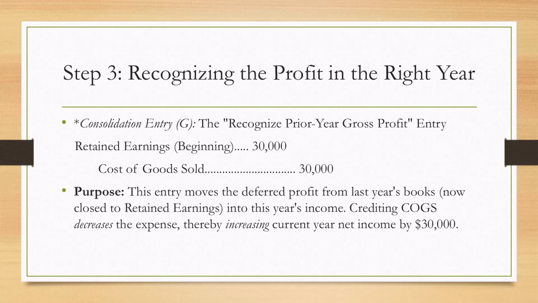The $30,000 profit we deferred last year is now sitting in the seller's beginning retained earnings, since all income accounts were closed out. So we debit retained earnings to pull that profit out. We then credit cost of goods sold. Reducing an expense increases net income. This entry correctly recognizes the $30,000 profit in year 2, the year it was actually earned by the consolidated entity.